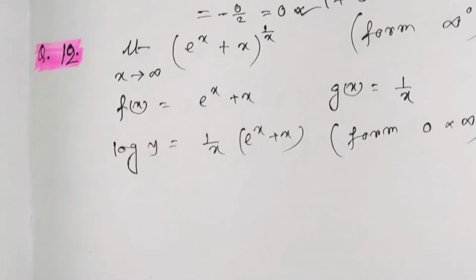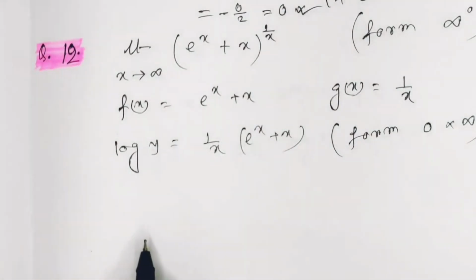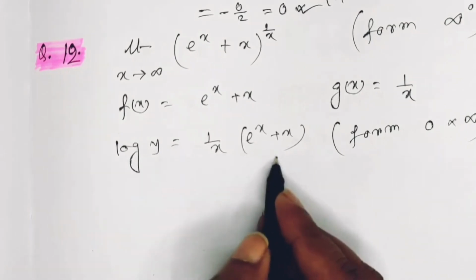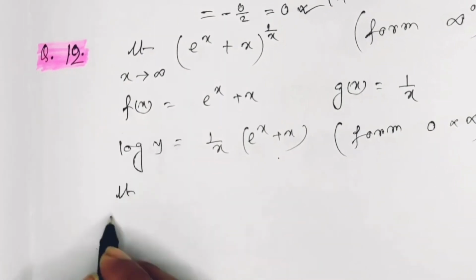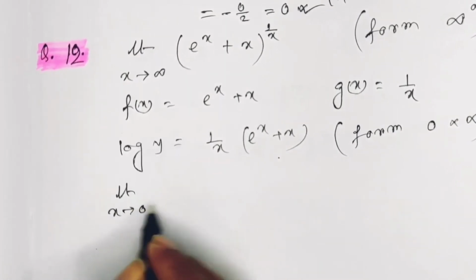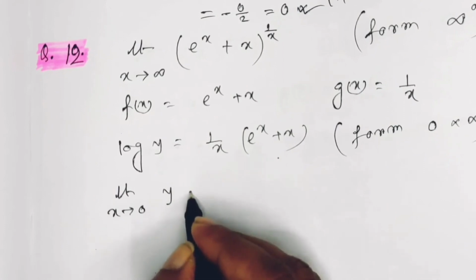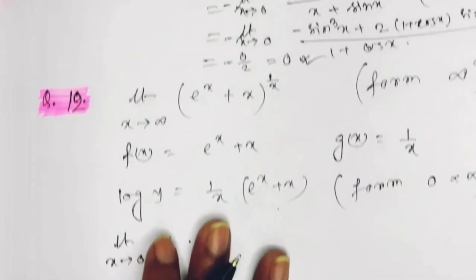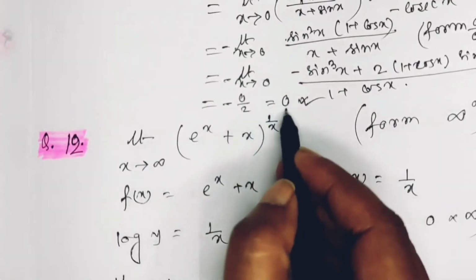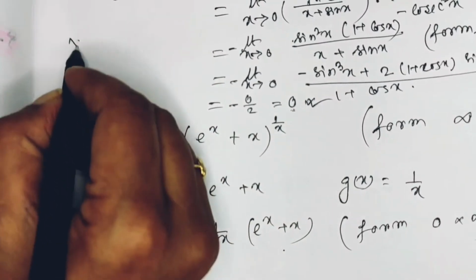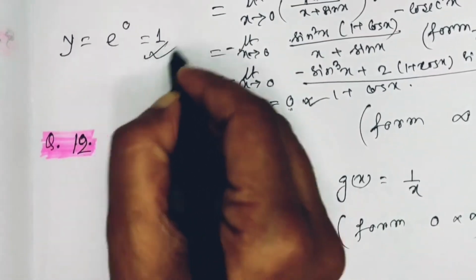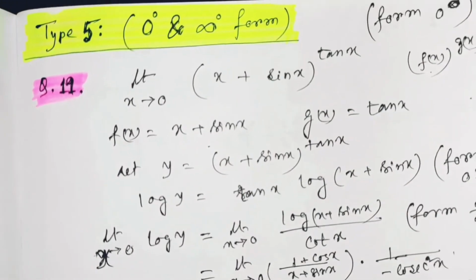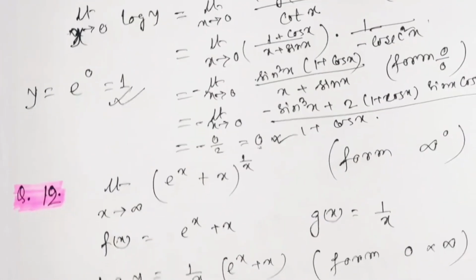Now one more question. Here it is in the form of 0 to the power infinity. The same way, we take the log value, and after that we take the limiting value, that means the limit x tends to 0 of y. One more thing: in the previous question, this is the value of log y. If we want the value of y only, then it has to be e to the power 0, so that is 1. So the limiting value for this given one is 1, not 0. Okay, 0 for the log of y.